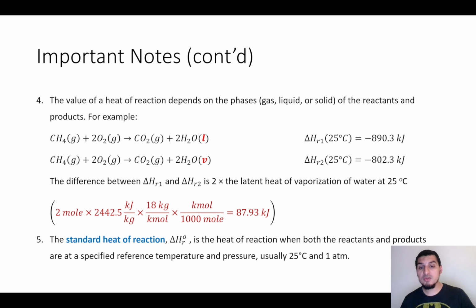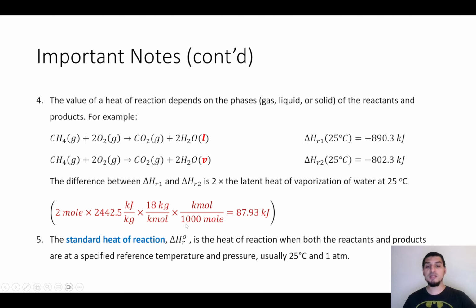One last point here is that in the rest of this chapter we will be dealing mostly with what we call the standard heat of reaction, and we give it a symbol of delta H node of R. This node represents the heat of reaction at standard conditions. Standard conditions are 25 degrees Celsius and 1 atmosphere.